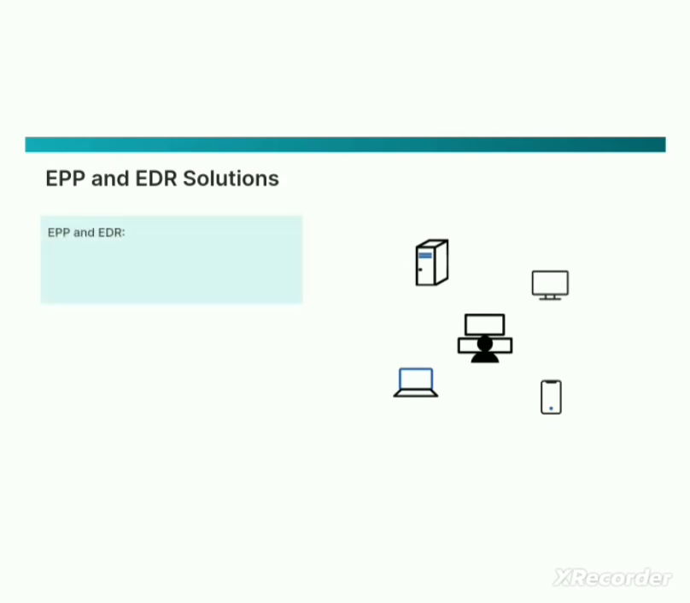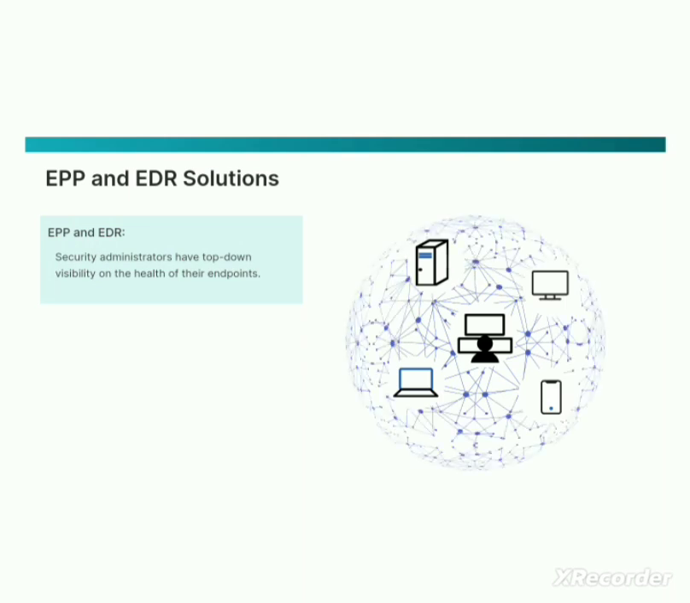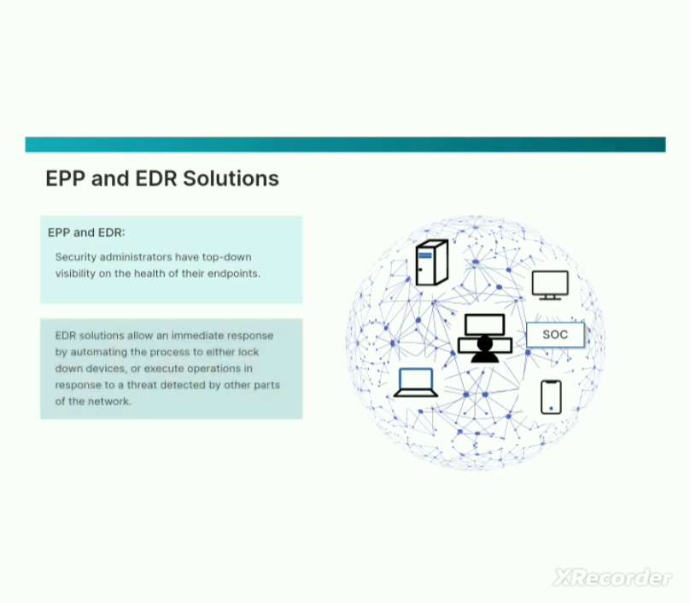Both EPP and EDR solutions usually provide monitoring resources to allow security administrators to have top-down visibility on the health of their endpoints and allow a quick response in case of potential attacks or outages. These are usually a key component in monitoring by a security operations center. In addition, many EDR solutions allow an immediate response by automating the process to either lock down devices or execute operations in response to a threat detected by other parts of the network. For example, a security analyst can publish an updated malware detection rule based on a common vulnerability and exposure, CVE alert, to plug a potential security risk before a patch can be made available by the device manufacturer.